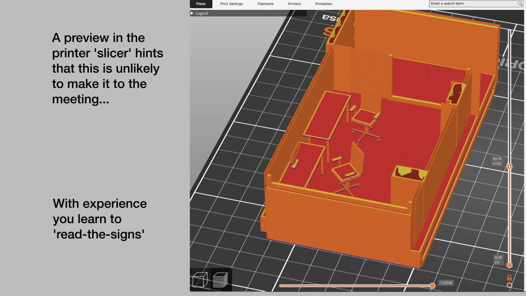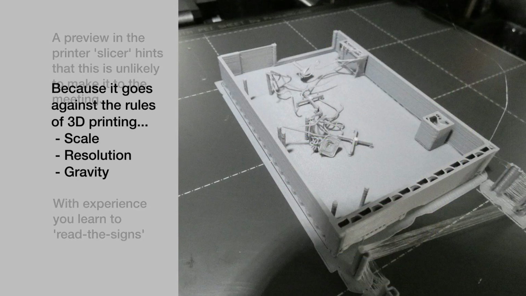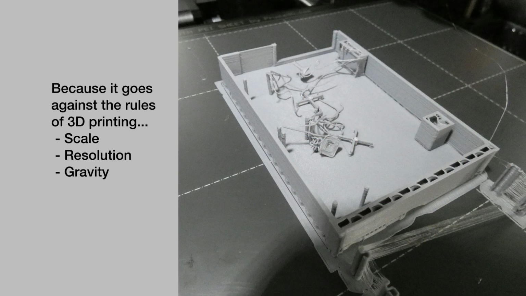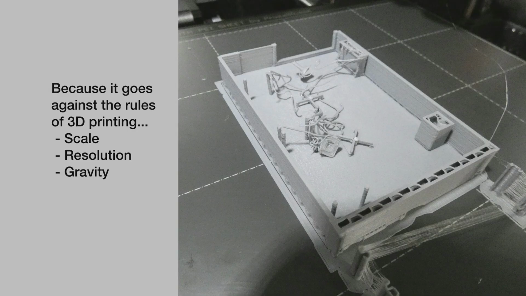So, how do you know what might need to be adapted in your model? Well, the printer slicing application is a great place to start. Look for unforced overhangs. Look for spindly legs. What you don't notice in the preview will likely topple over during the actual print.